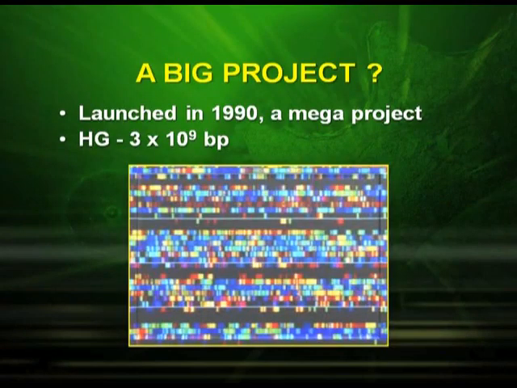So the Human Genome Project is a big project. It is also called the mega project. The human genome, as it is known, contains 3 into 10 raised to the power 9 base pairs, and this project was launched in 1990.